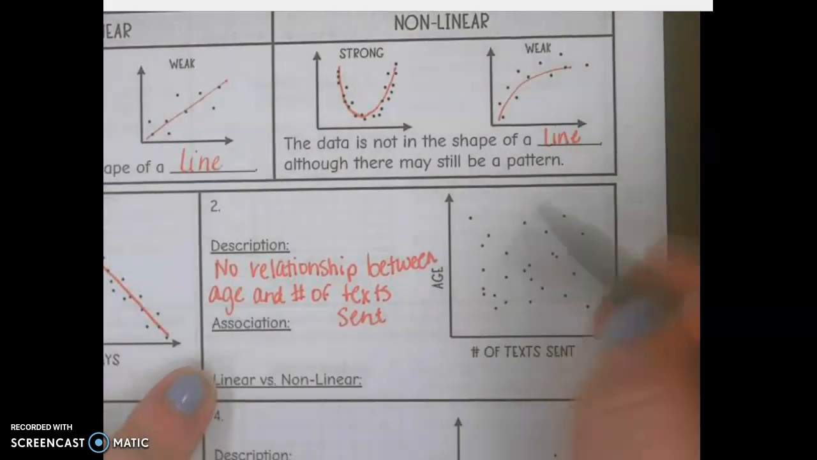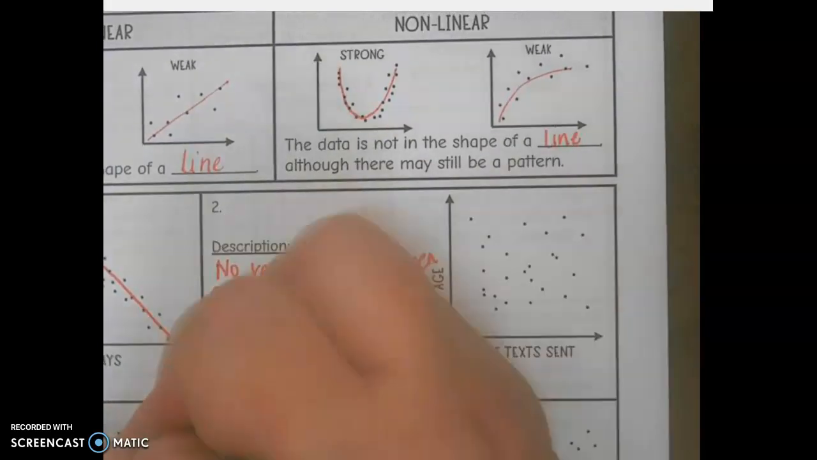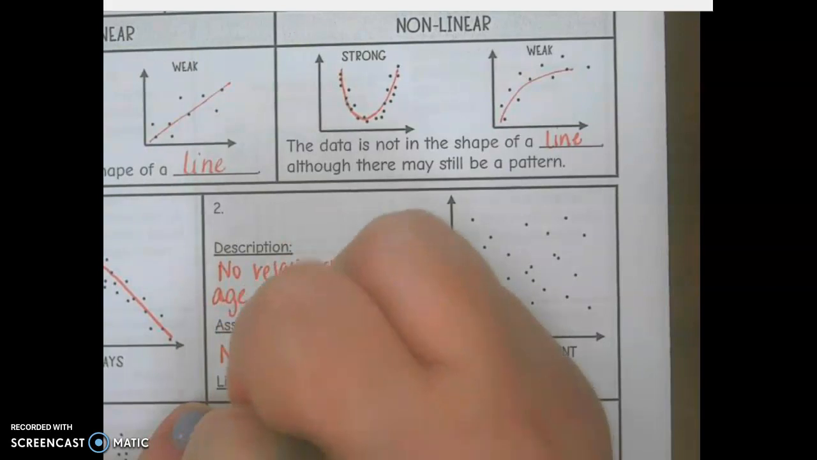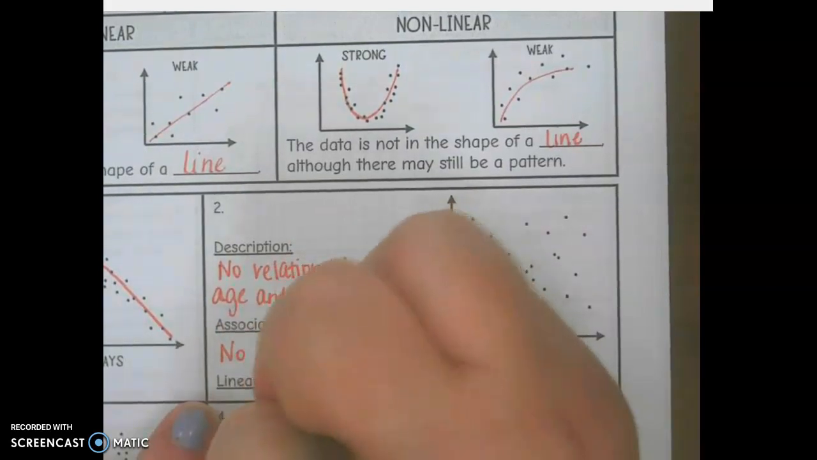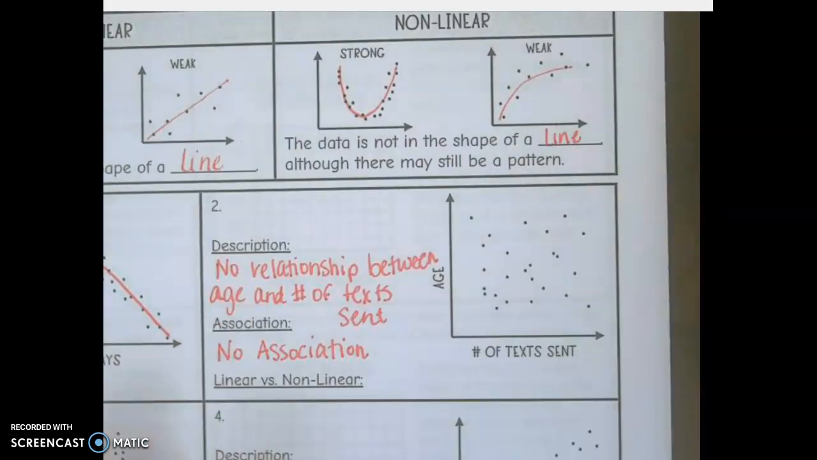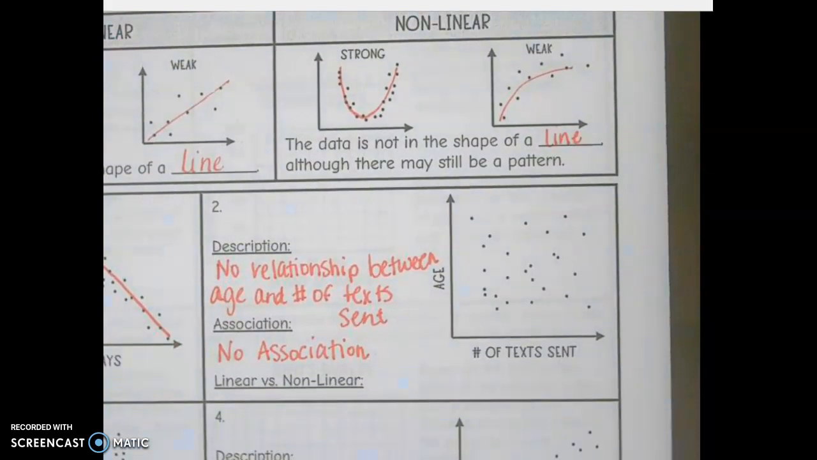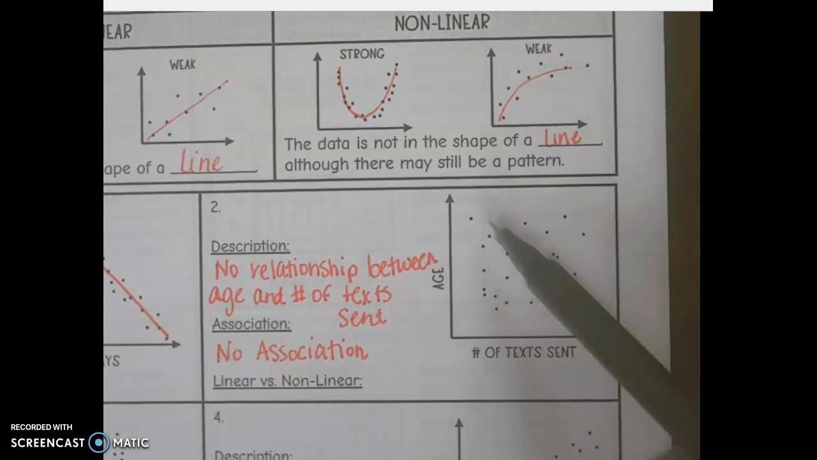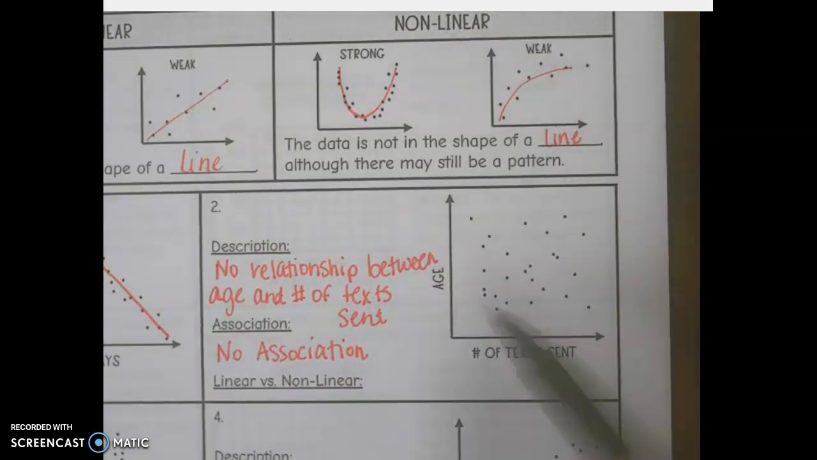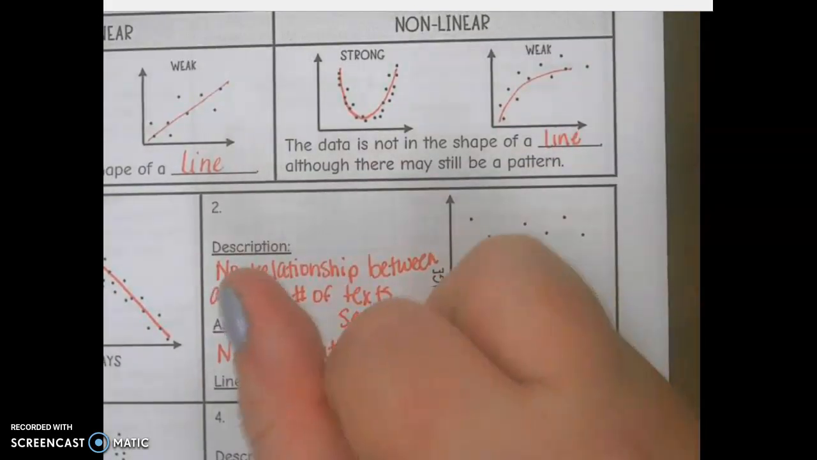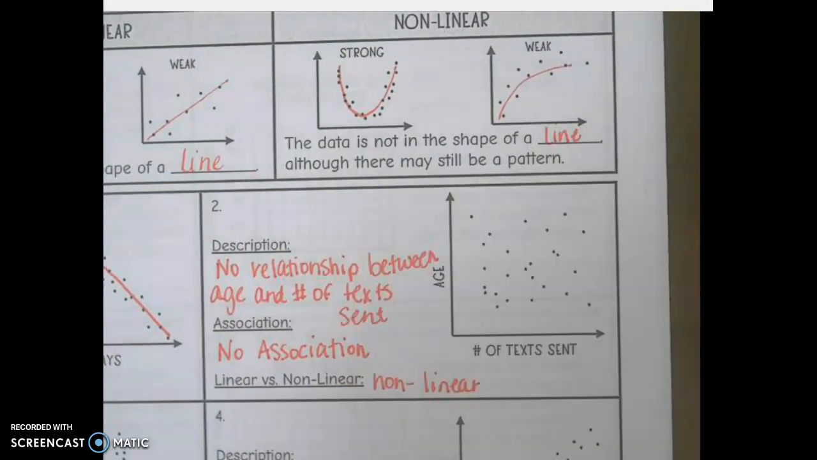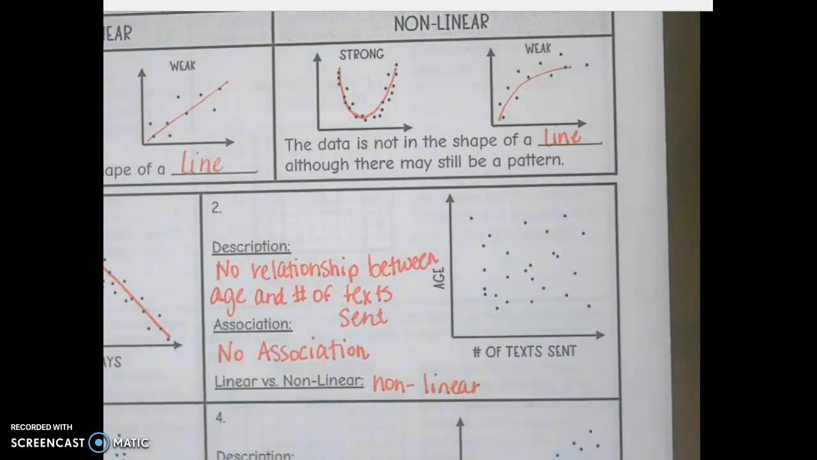This association, we can see it is scattered, so we're going to say there is no association. We will not be abbreviating the word association. I'll let you think about that as 8th graders, but we're not going to be abbreviating that word. Is it linear or nonlinear? Well, it's definitely not linear, but it is nonlinear. We can definitely say that it is very weak. It is not strong.